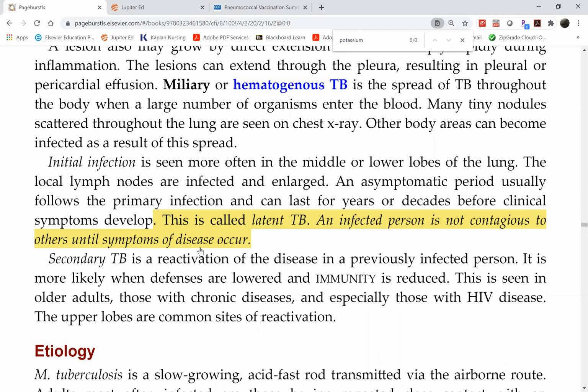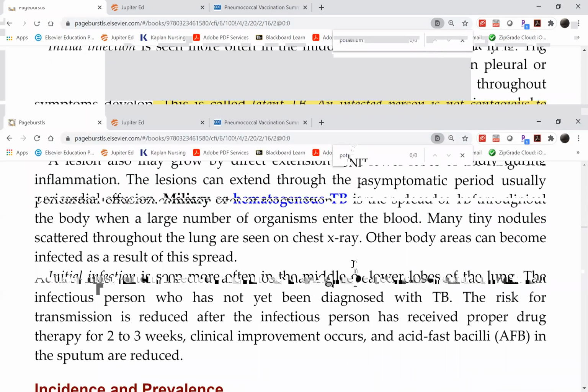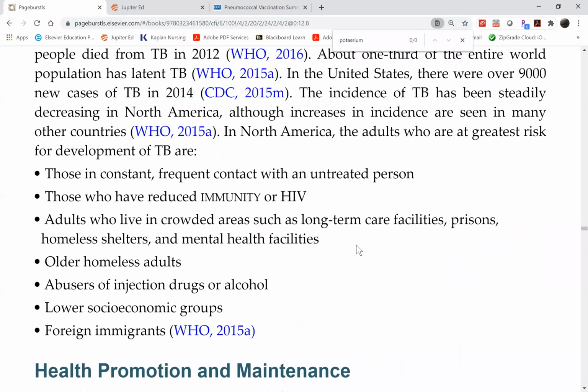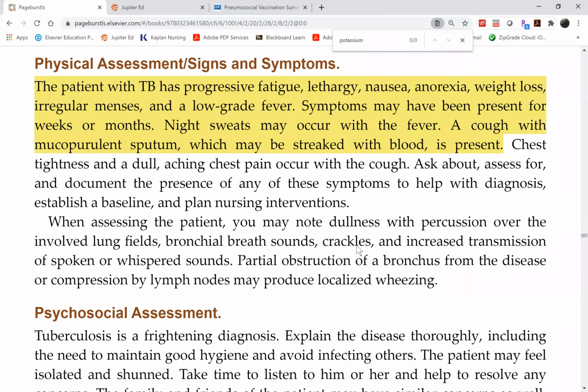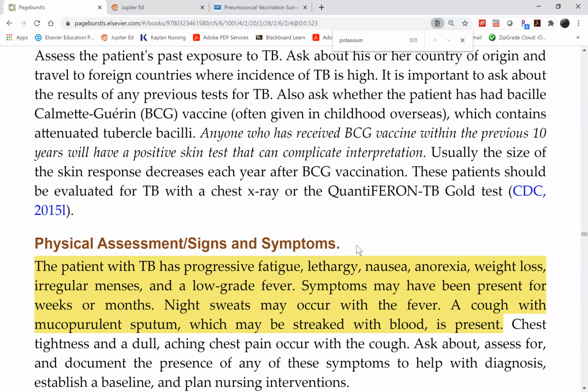Yeah. So even if, say, I was around a patient who had it and I wasn't showing any signs yet, as long as the person is asymptomatic, they're not infectious. Okay. Thank you. In fact, I'll show you later when they're no longer considered infectious, toward the end of the chapter. But take note though, latent TB is still treatable.